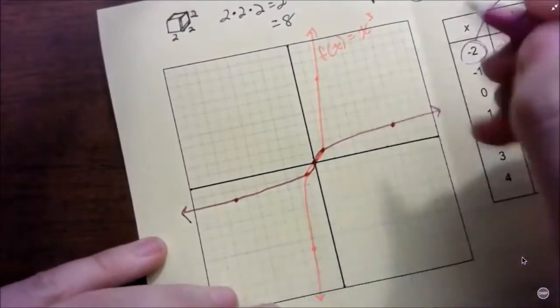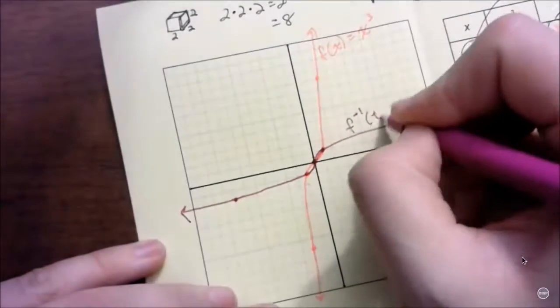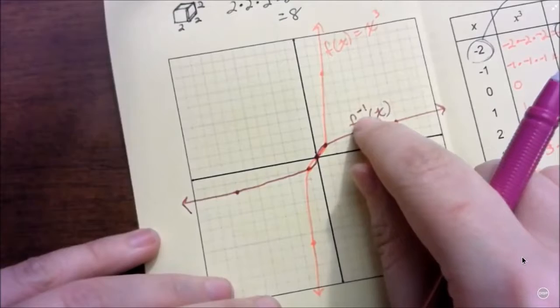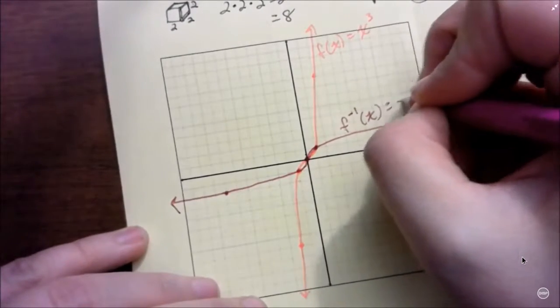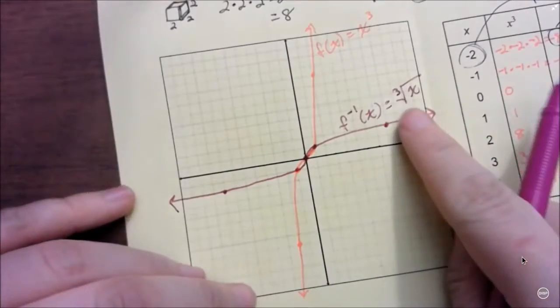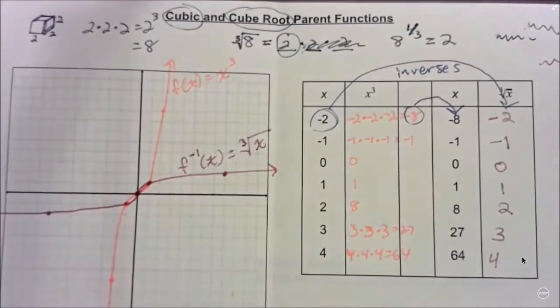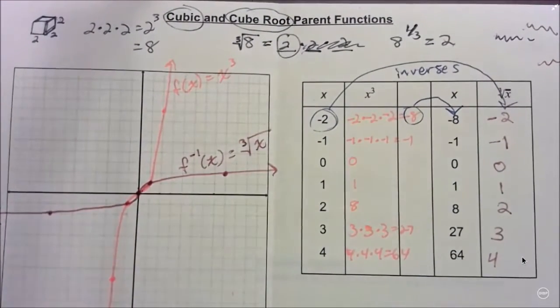So there is my, I'm going to go ahead and call it f inverse, because this is the inverse of the function, like that. So remember that little -1 means inverse, equals the cube root of x. And put your little 3 there, and again, that's not times 3, the cube root. So if you need to pause that to copy it, then go ahead and pause it.